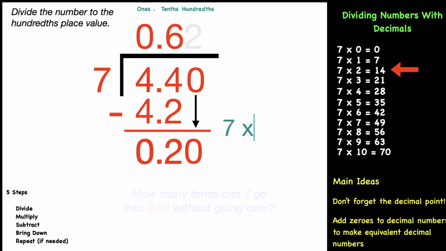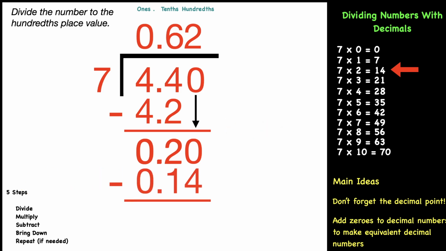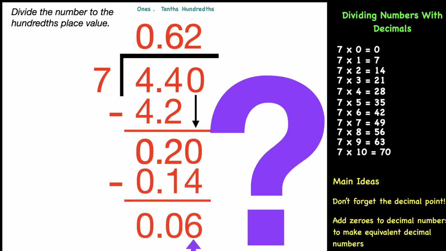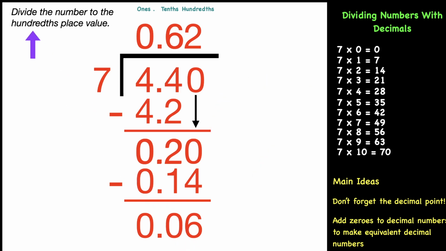Well, that would be the fact 7 times 2 is 14. The 2 goes in the hundredths place at the top. The answer of 14 goes on the bottom to subtract. 20 hundredths minus 14 hundredths is 6 hundredths. Now, with our 6 hundredths, the question is, is that a remainder? Do we keep going? In this case, for this problem, the answer is no. We don't go any further because the directions said we're only working to the hundredths place value. So we have the answer of 62 hundredths.